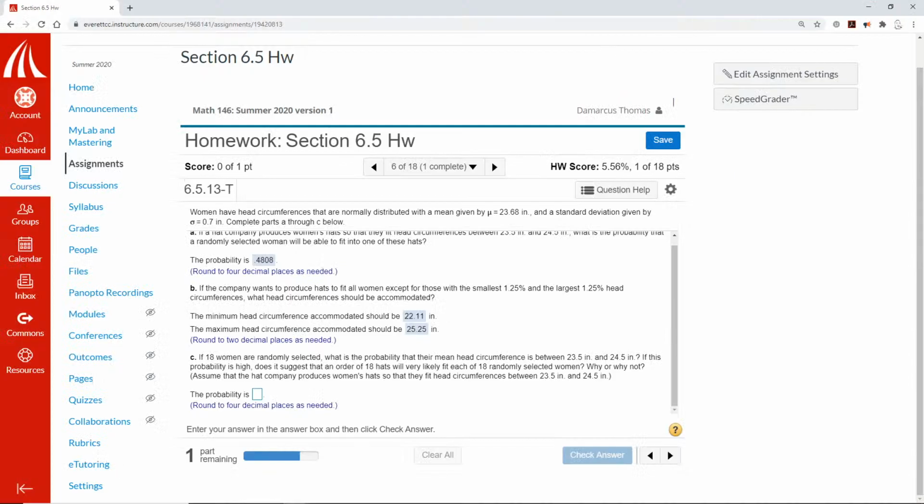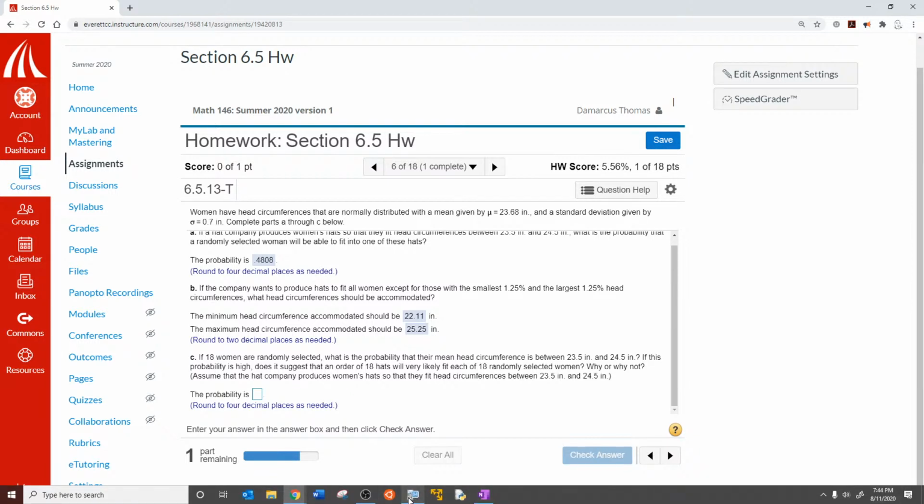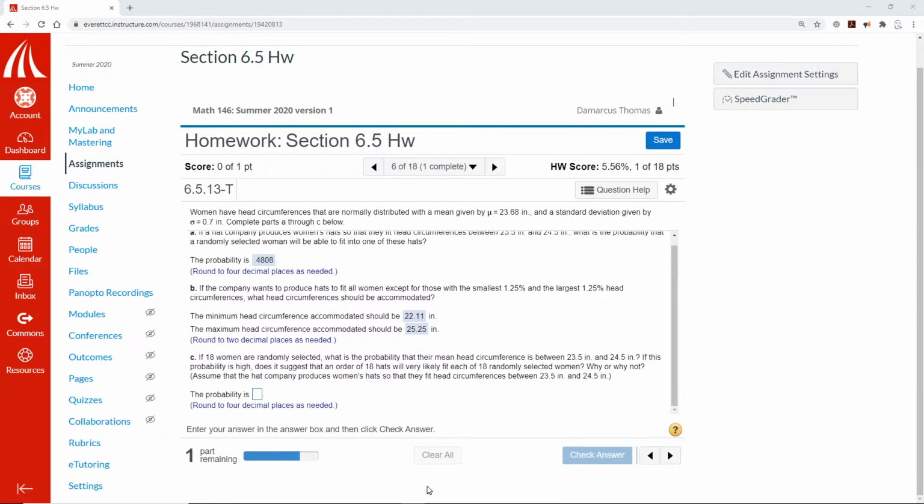Let's go to the problem. If 18 women are randomly selected, what is the probability that their mean head circumference is between 23.5 and 24.5? If this probability is high, does it suggest that an order of 18 hats will very likely fit each of 18 randomly selected women? So basically, you're just interpreting the answer that you get. So what I need to do is, it's the same lower bound and upper bound as before.